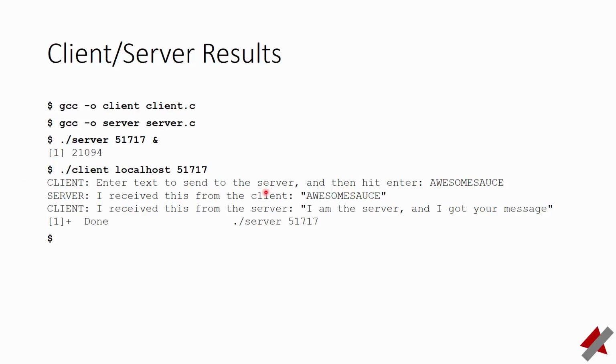So the client says enter text to send to the server. So we enter it in, hit enter. The server says I received this from the client, and then the client says I got this back from the server. I am the server and I got your message, and then everything terminates. This is the server shutting down. So that shows us a successful client connection and sending data back and forth.